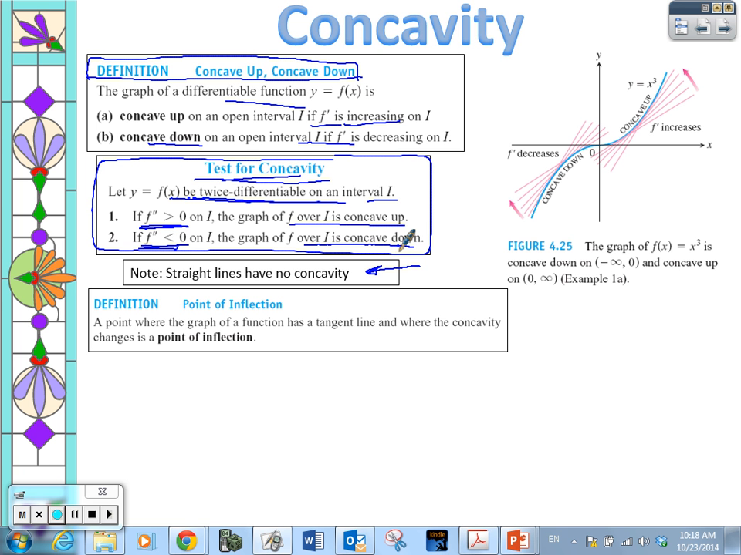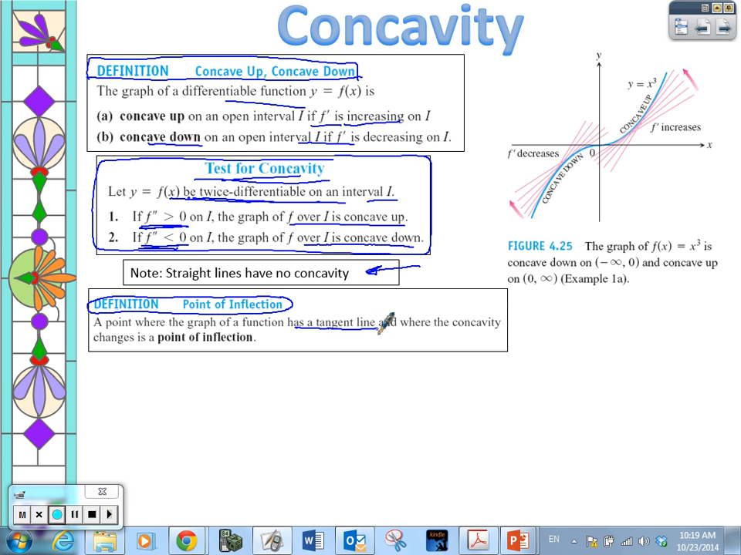Okay? All right. So let's take a look at this point of inflection. It's pretty important. Let's talk about what it is. Point of inflection, it says it has a tangent line. This kind of tripped up some people earlier today. Let me talk about what that means.